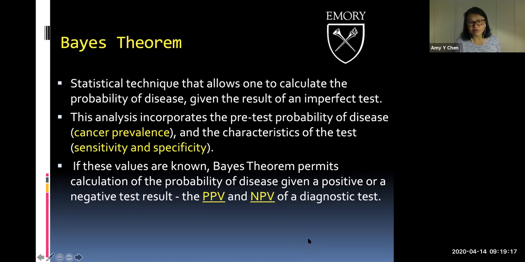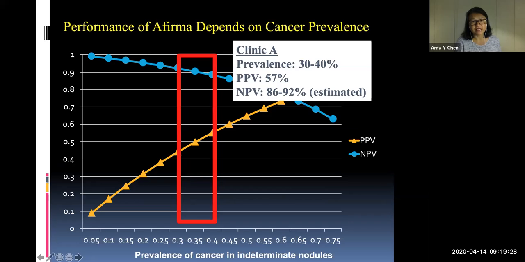So Bayes' theorem permits a calculation of the probability of disease given a positive or negative test, given the prevalence of the disease. I'm going to show you some diagrams to better illustrate this. If you are in clinic A, or setting A, or geographic region A, and the prevalence of thyroid cancer in a Bethesda 3 or 4 is about 30 to 40%, then you can see that the positive predictive value is about 57%.